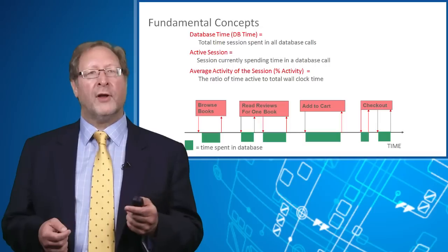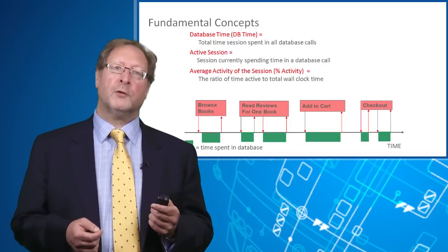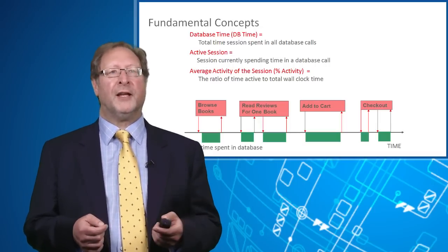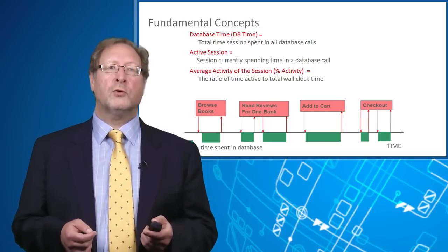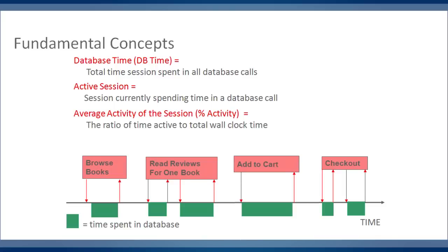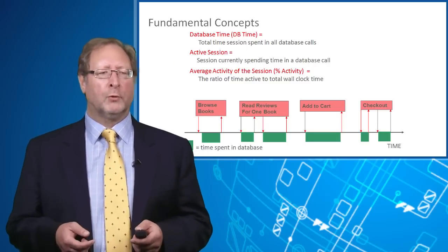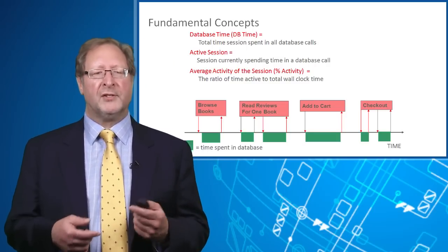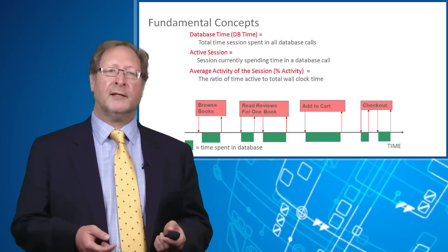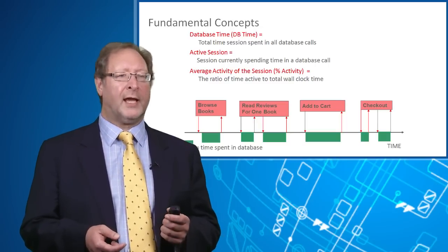And we also have another term that we see in some of the Enterprise Manager screens, which is called the average activity of the session, percent active. And this is the ratio of database time to wall clock time. So in this case, if you just eyeball that, it looks like maybe 60% of the time is spent in the database in this example.